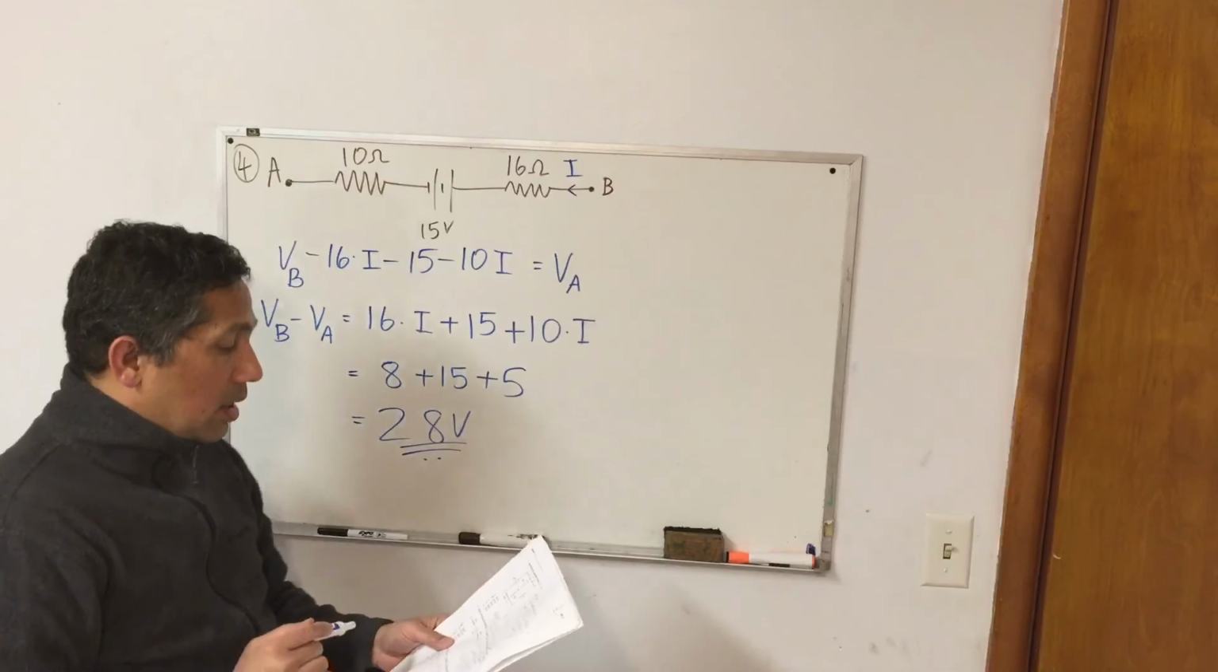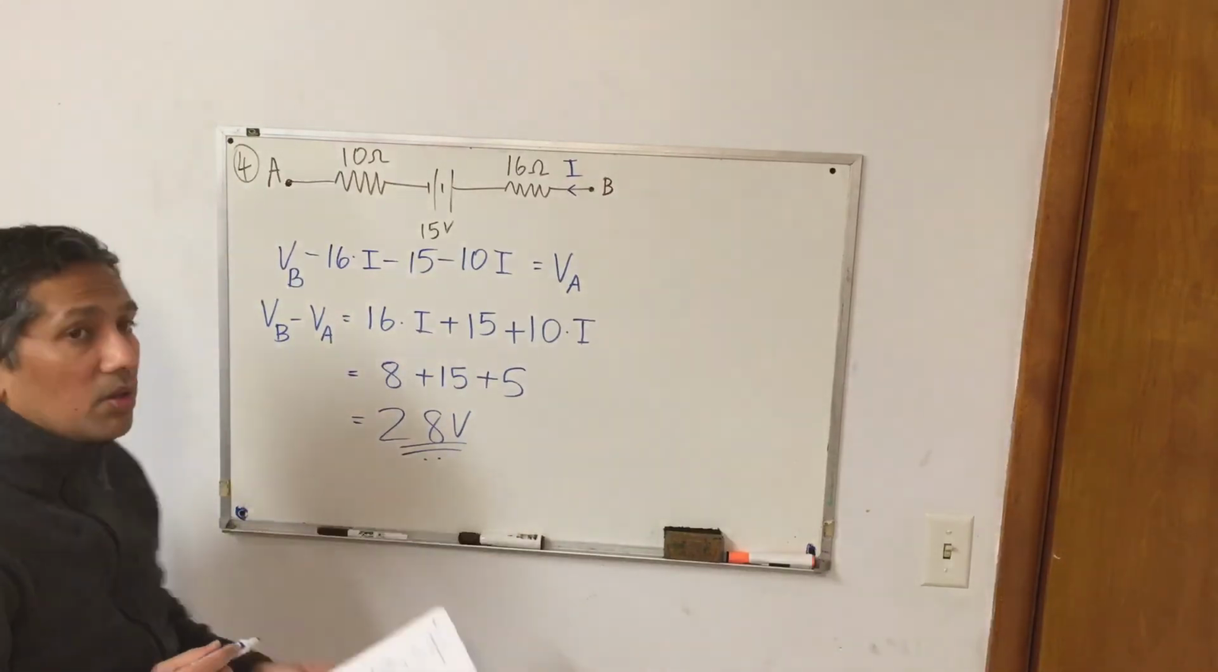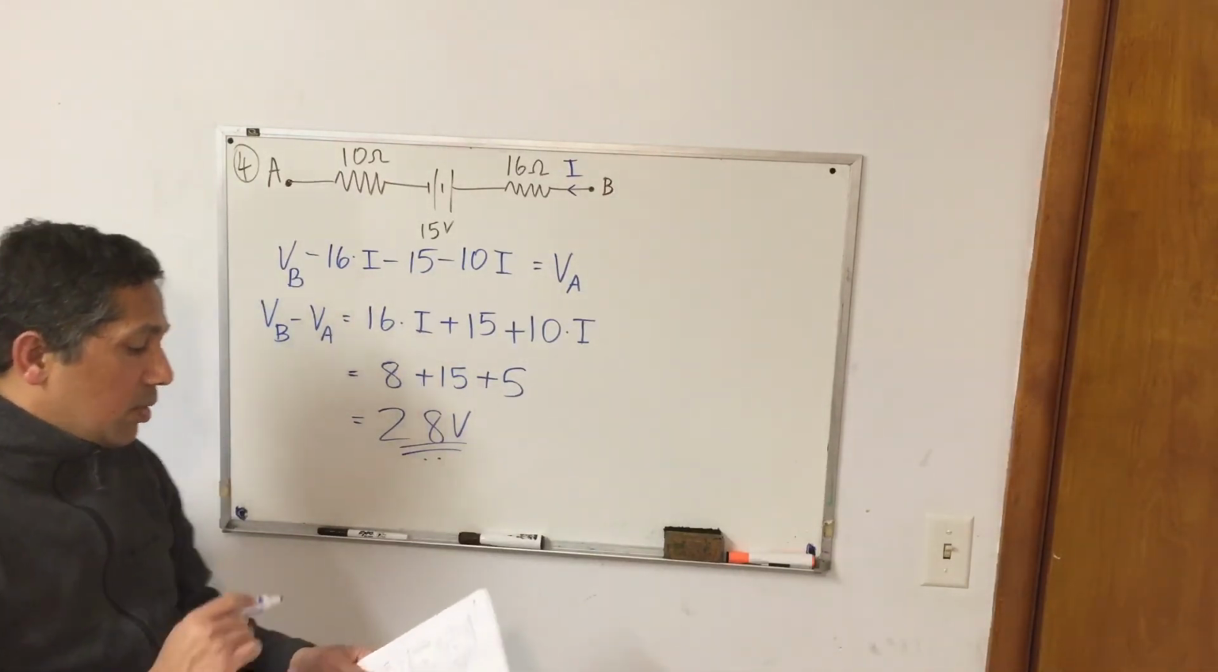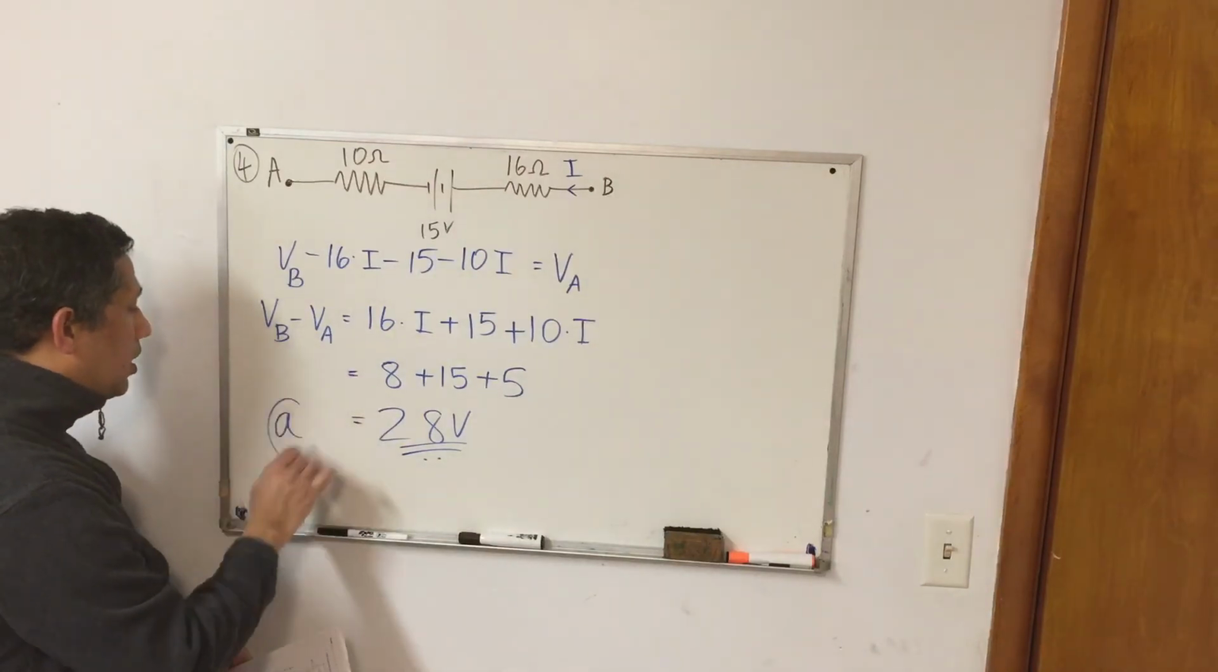And it's going to be a positive number. As you can see, it's positive 28 volts, which means that your correct answer choice is A.